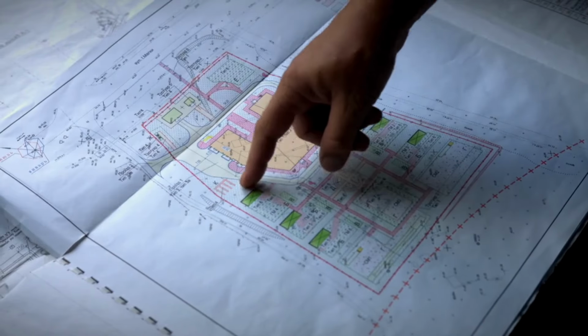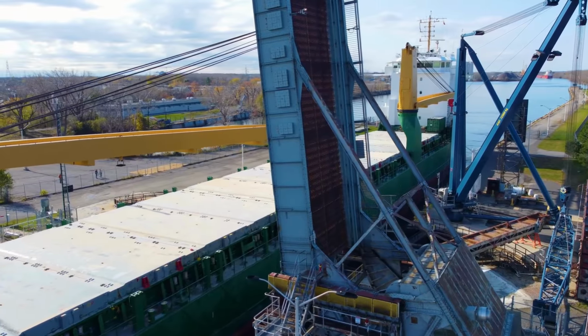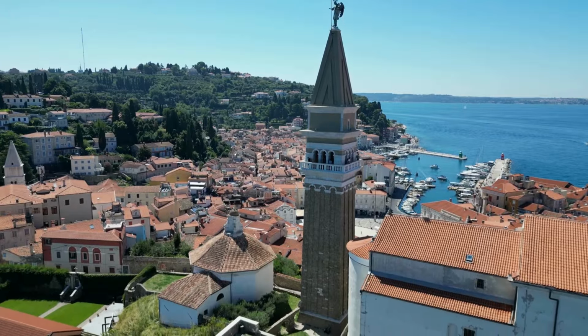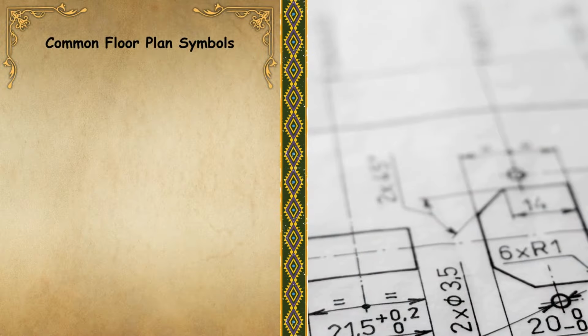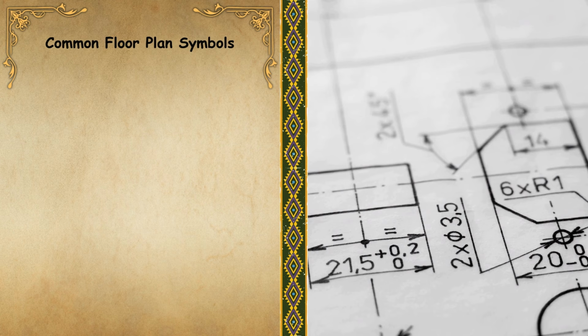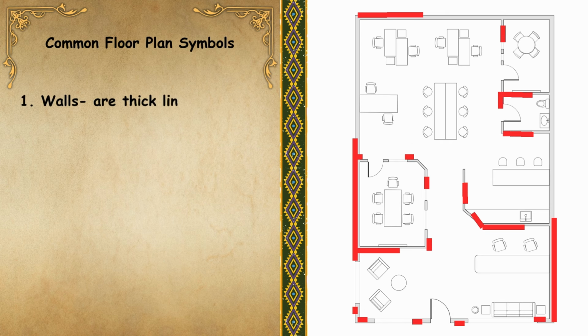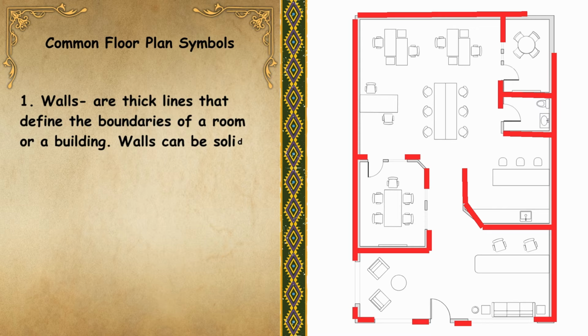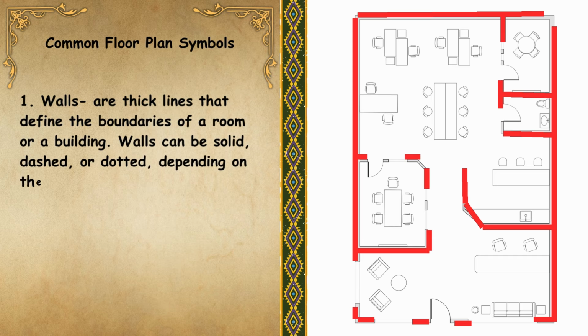Remember, each type of plan serves a specific purpose in the construction process, ensuring that the final building meets both functional and aesthetic requirements. Now here are some common floor plan symbols. 1. Walls are thick lines that define the boundaries of a room or a building. Walls can be solid, dashed, or dotted, depending on their type of visibility.